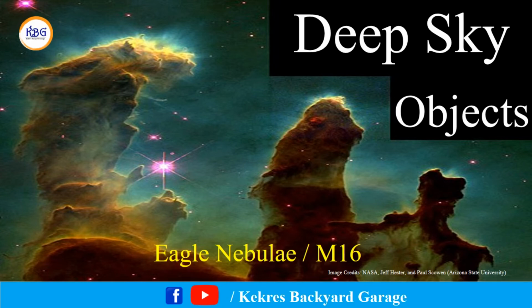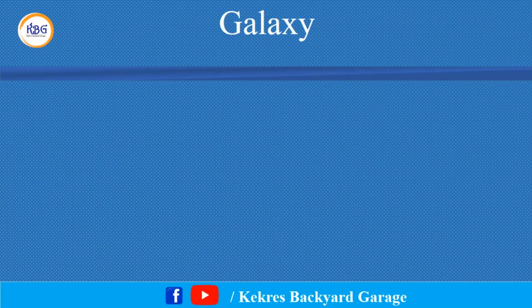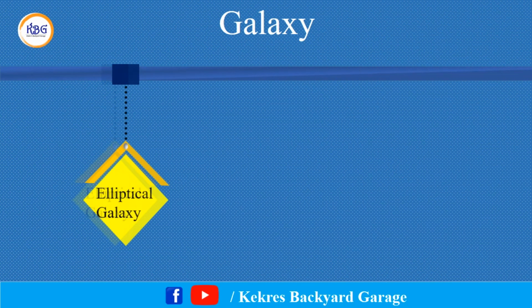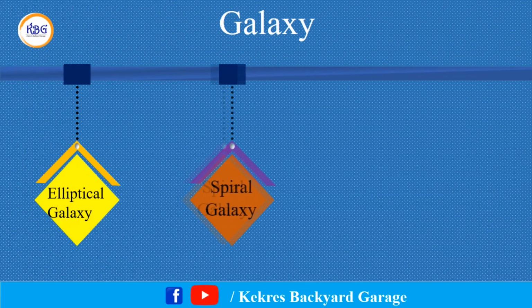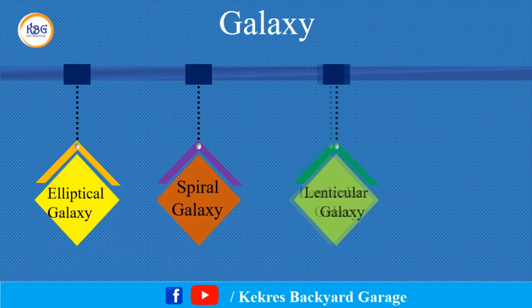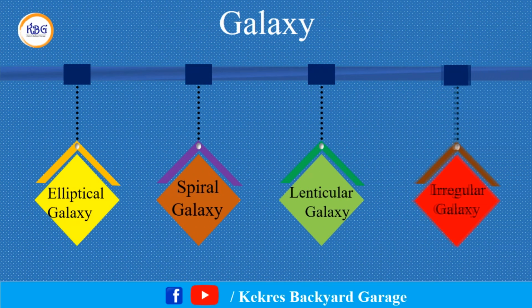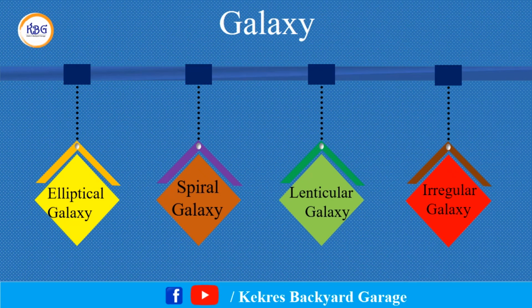Normally, stars are formed in nebulae. Gas, dust and other material form a dense region which eventually becomes a star. Many stars, star remains, gases, and dust, when gravitationally bound, form a galaxy. Galaxies are classified according to their shape. These are elliptical galaxy, spiral galaxy, lenticular galaxy and irregular galaxy.